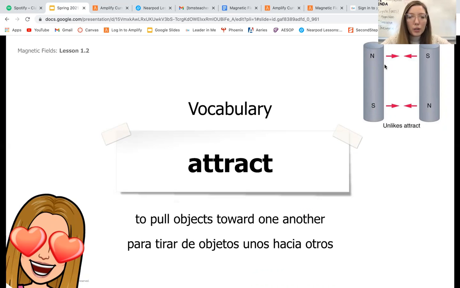And so in this picture, you can see that there are magnets here, and they have different poles. And so what this is showing us is that unlike poles, so a north and a south, are going to attract one another, whereas like poles are going to repel. And so that's the word we're going to be using for magnets that are coming together or connecting. Or if you think about a magnet on a refrigerator, the magnet is sticking to the fridge, right? And so that means that those two objects are attracting each other.